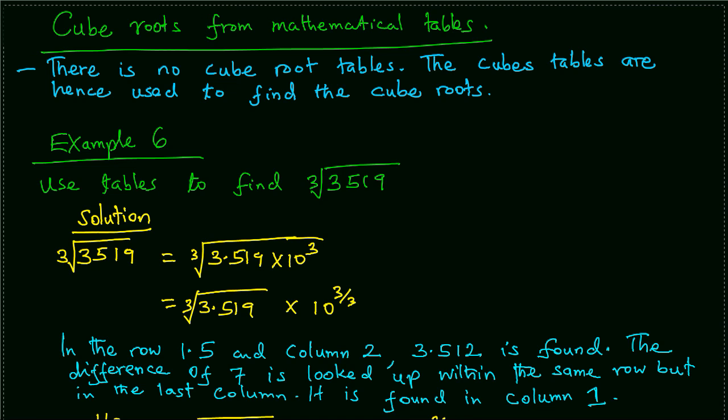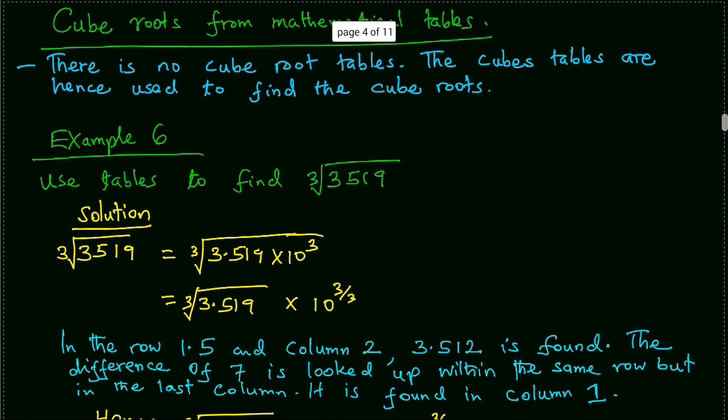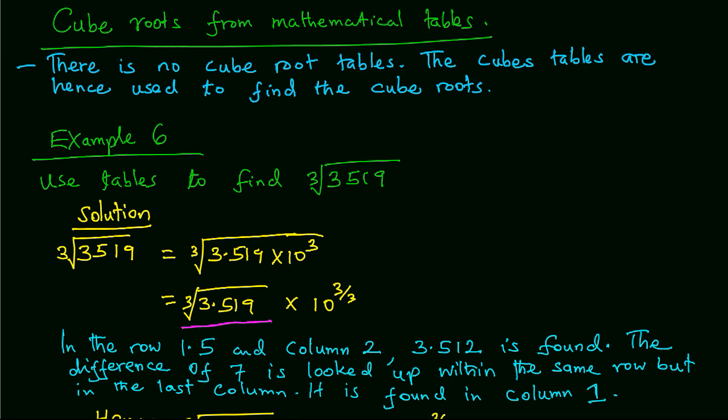We want to find the cube root of 3519. So our solution is, we express 3519 in standard form. That would be 3.519 times 10 power 3. Therefore, cube root of 3519 would be cube root of 3.519 times cube root of 10 power 3.